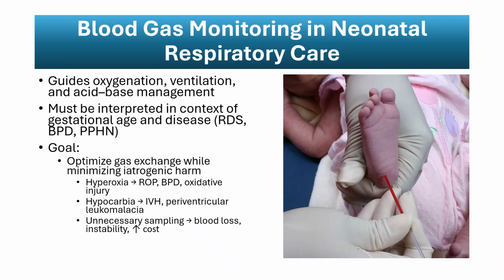Interpretation should integrate gestational maturity, disease process, and current support mode. For example, permissive hypercapnia may be appropriate in evolving bronchopulmonary dysplasia, but not in acute respiratory distress. The goal is not normalization of every variable, but maintenance of physiologic stability within safe ranges.